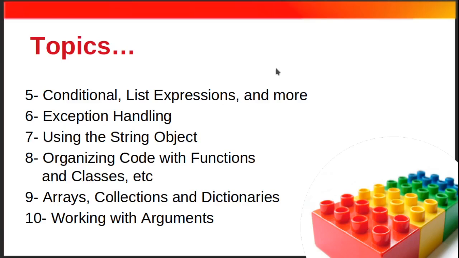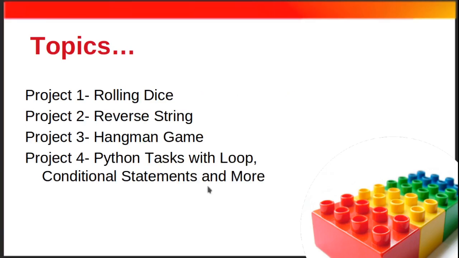We'll talk about exception handling. When something goes wrong, you want to handle the errors. Talk about the string object, and about organizing our code into functions and classes, which gets into object-oriented programming. Talk about arrays, which Python calls lists, different collections, and dictionaries, the so-called dict. We're also going to talk about arguments and parameters, since we're talking about functions.